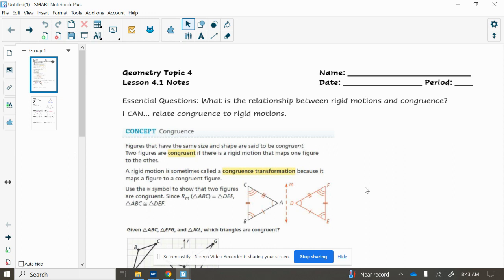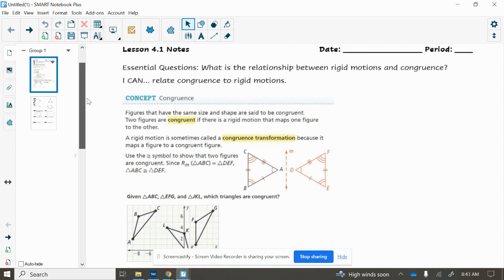Hello everyone, and welcome to the first lesson of topic 4. Today we are going to talk about the relationship between rigid motions and congruence, and talking about congruence in general.